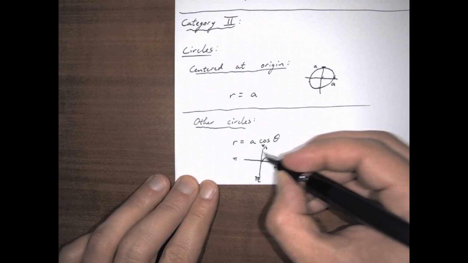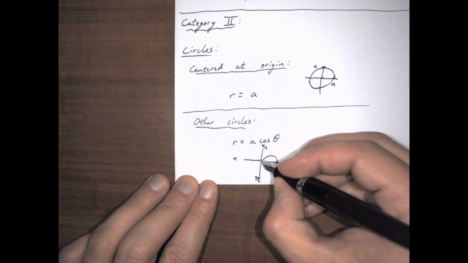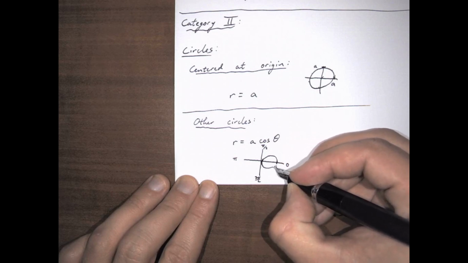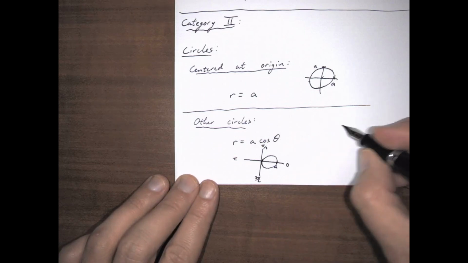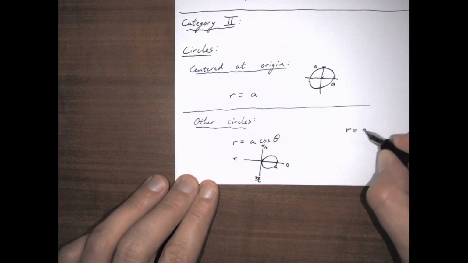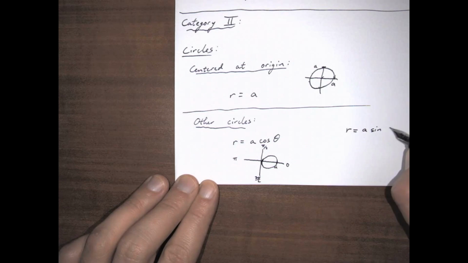When over here, cosine starts being negative. So instead of being in the quadrant it's supposed to be, it's got a negative radius, so it reappears down here, and it looks like that. Or there's r equals a sine theta.